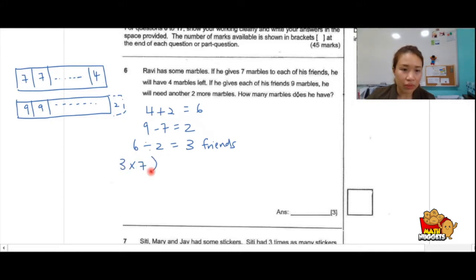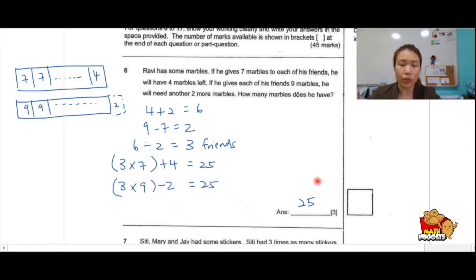3 times 7 plus 4, this is 25. Let me use the second scenario to check. If he has 3 friends, 3 times 9, short of 2, 25. Yes, that's correct. He has 25 marbles, not 25 friends.